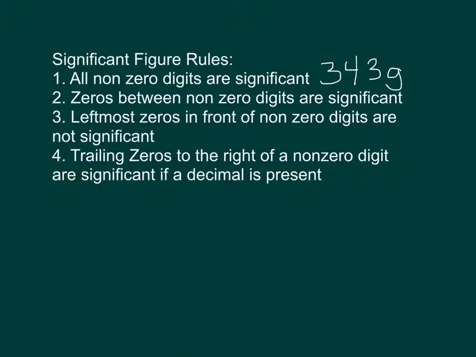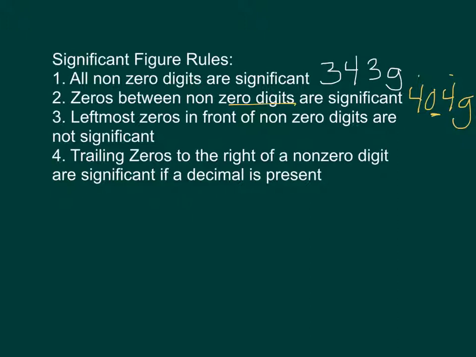Rule 2. Zeros between non-zero digits are significant. So perhaps I have 404 grams of something. How many significant figures do I have here? 3. The 0, even though it's a 0, it's wedged between 2 non-zero digits, so it is significant.